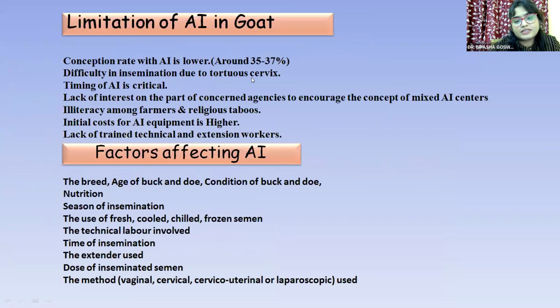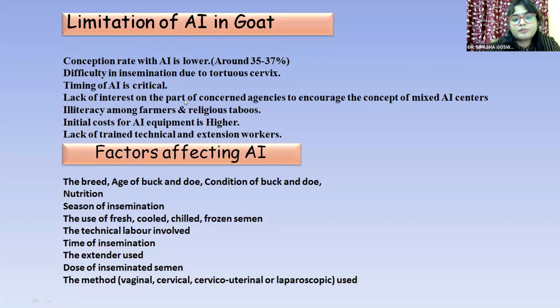Difficulty in insemination due to tortuous cervix. As I said at first, the cervix of the ovine species is a little bit tortuous. That's why the deposition of semen is a little bit difficult for the AI worker if they are not properly trained, and the timing of the AI is very critical. In case of sheep and goat, we maintain the AM-PM system. If the animal comes into heat in the morning, we perform the AI in the evening, and if the animal comes into heat in the evening, we perform the AI the next morning. So the timing of the AI is very critical.